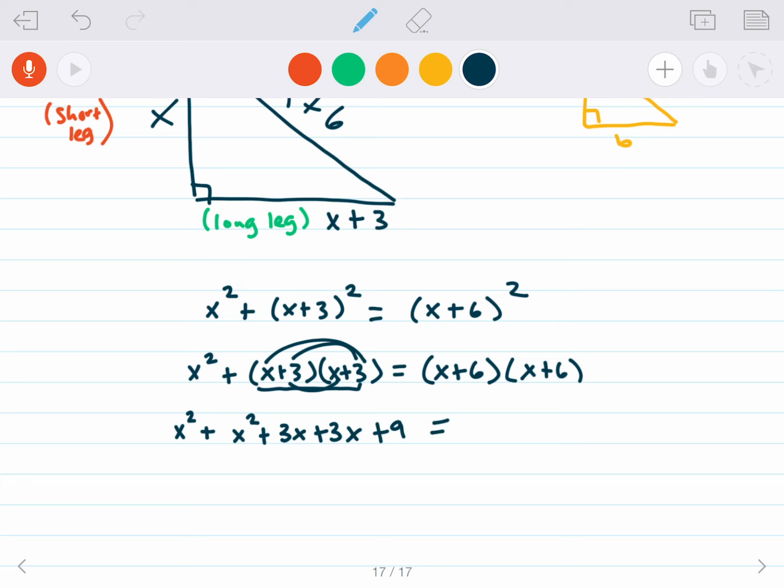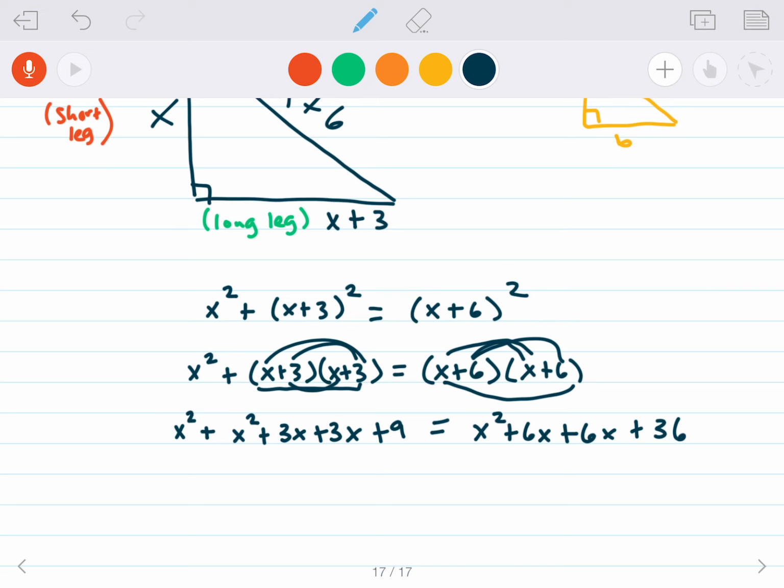On the right side, we can do the same thing. First, x times x is x squared. Outer, x times positive 6 is positive 6x. Inner, positive 6 times x is positive 6x. And last, positive 6 times positive 6 is positive 36.